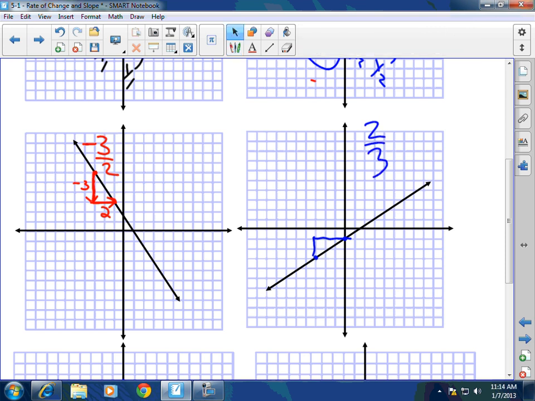Done. Awesome. Positive, up 2 over 3. Now look, if I want to continue this slope, check it out. Up 2 over 3, perfect point. Up 2 over 3, perfect point. The slope is constant in a line. Does that make sense, Papa? Sure? Okay.